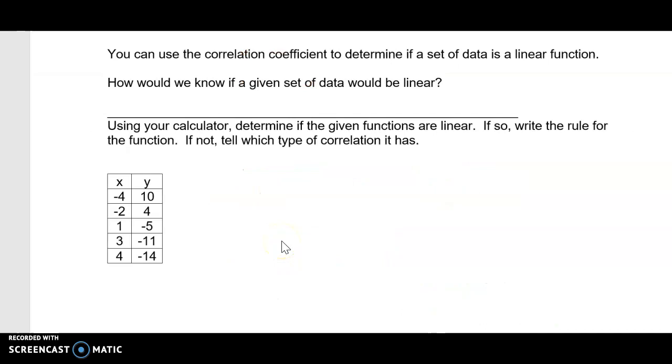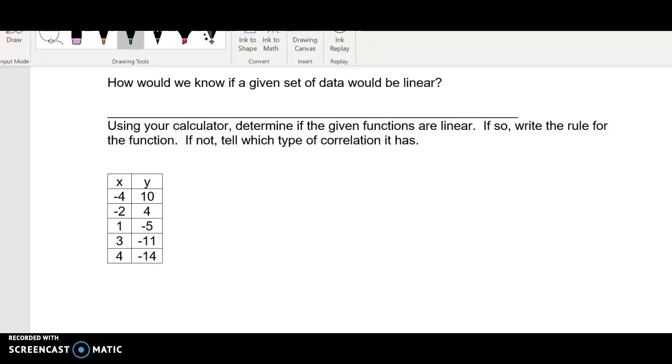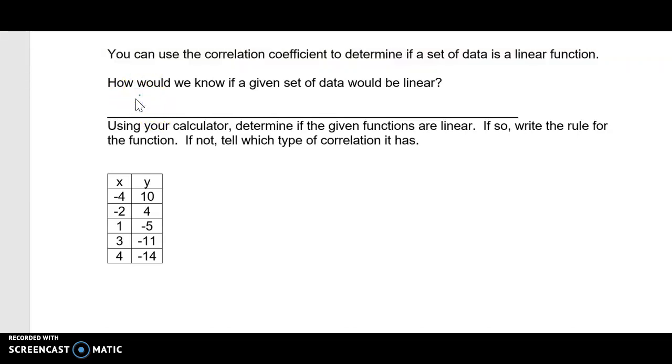The next part is you're going to use the correlation coefficient, it's R in the calculator, to determine if a set of data is a linear function. How would you know if the data would be linear? Remember that you have correlation coefficients between -1 and 1. So at -1 and 1, they're perfect. So a -1 would be a perfect negative correlation, and at 1 would be a perfect positive linear line.